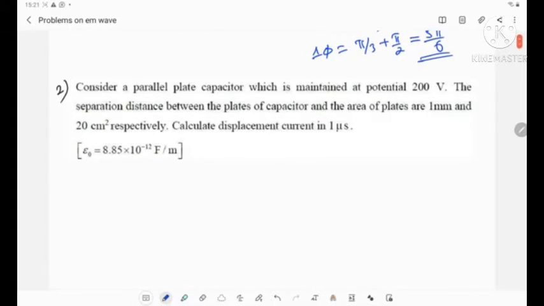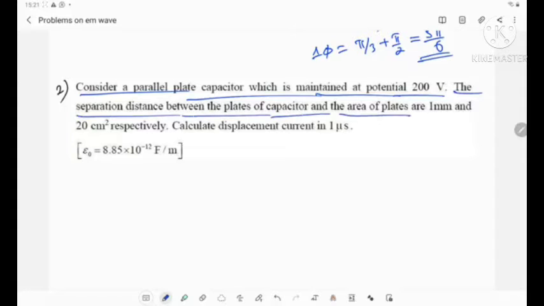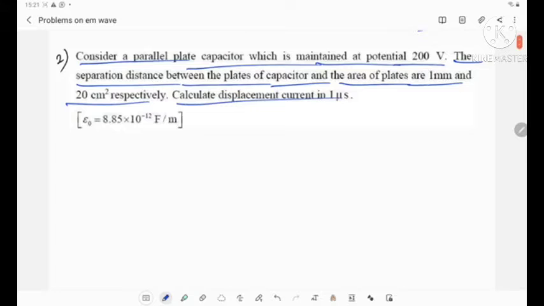Next one. Second problem. Consider a parallel plate capacitor which is maintained at potential 200 volts. The separation distance between the plates of the capacitor and the area of the plates are 1 millimeter and 20 centimeter square respectively. Calculate displacement current.